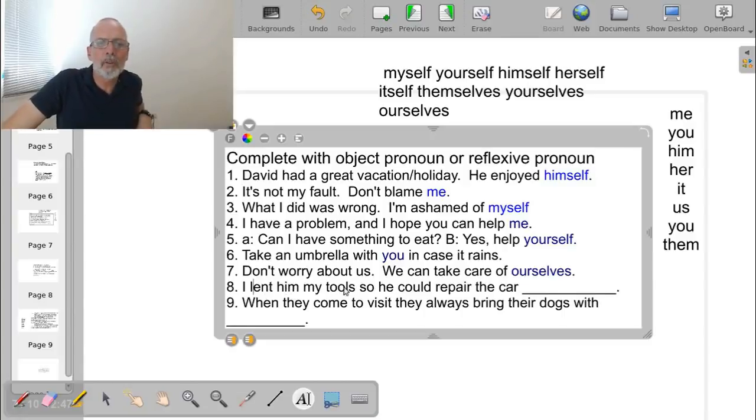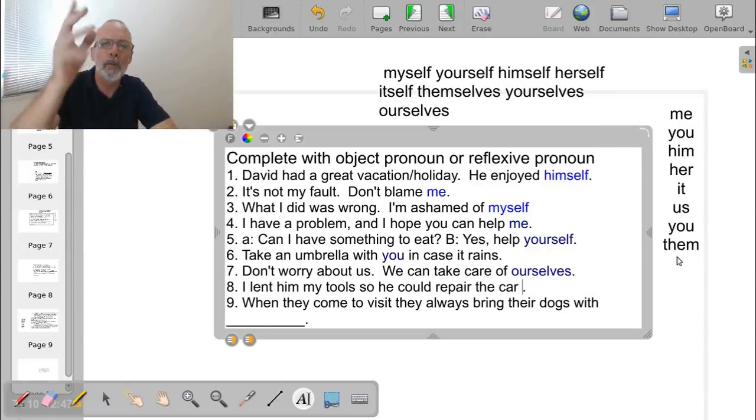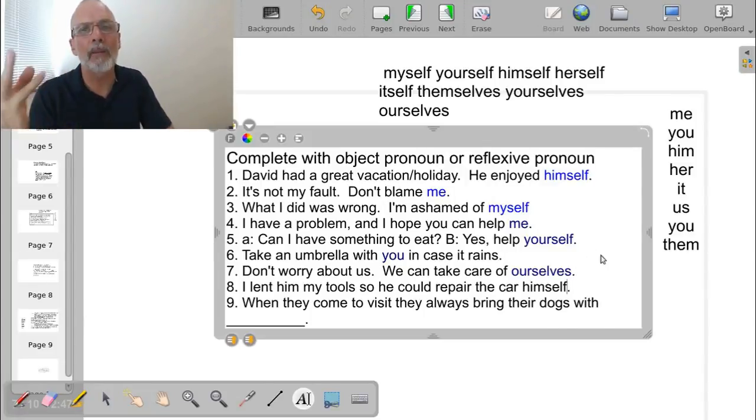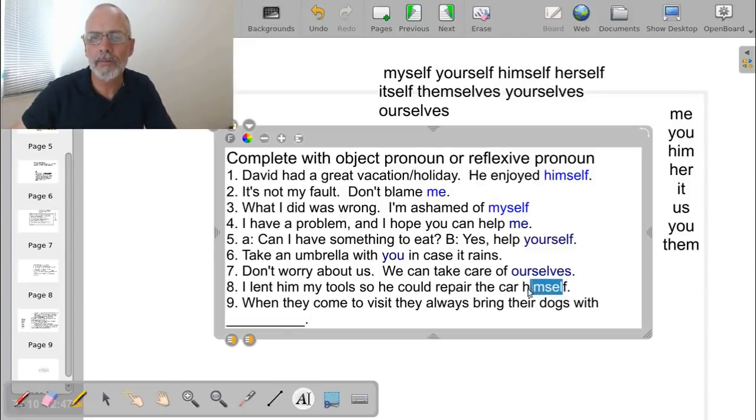I lent him my tools so he could repair the car. Javier says himself. Very good. He's going to repair the car. He's got the tools. He's going to do it on his own. This one is for emphasis. It's like saying he could repair the car himself instead of taking it to a mechanic.